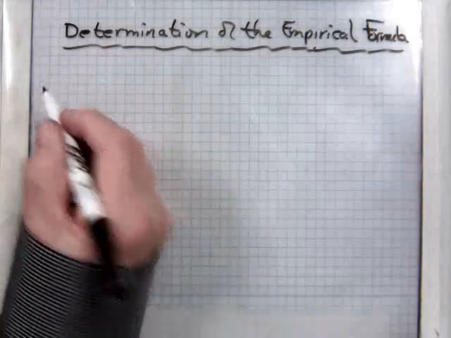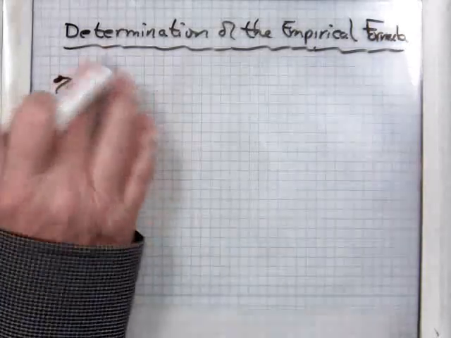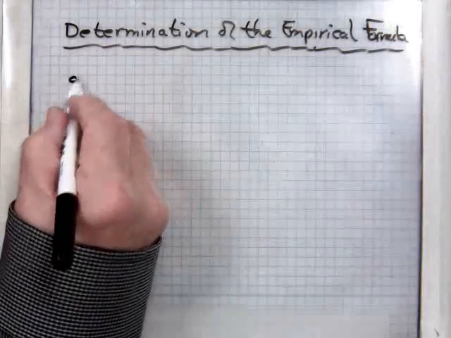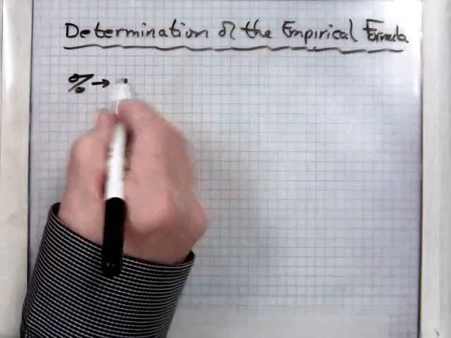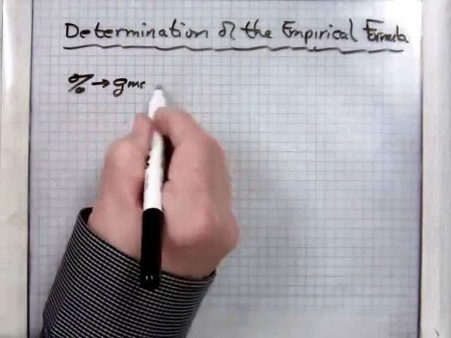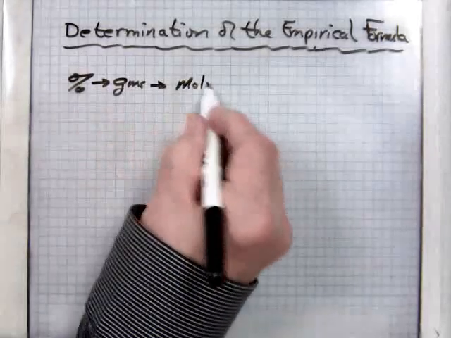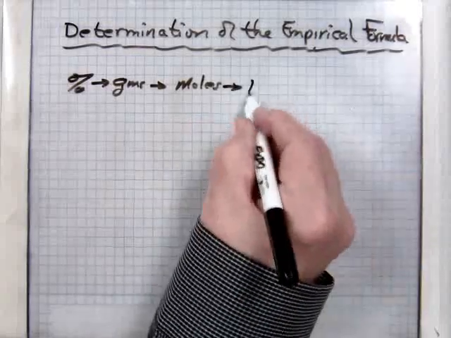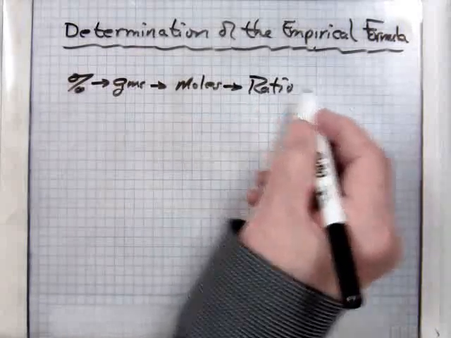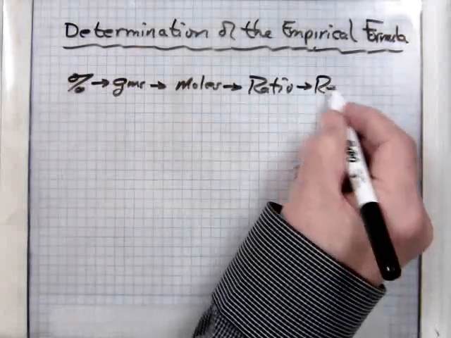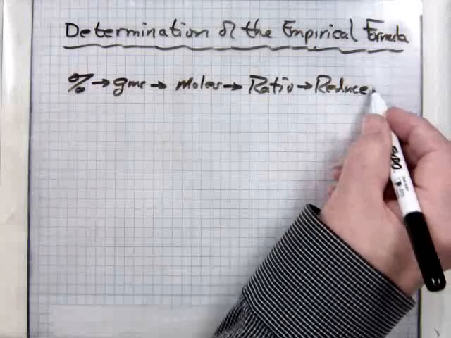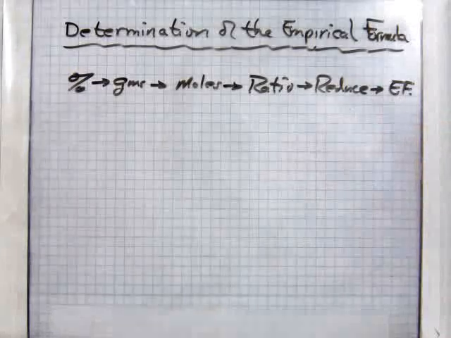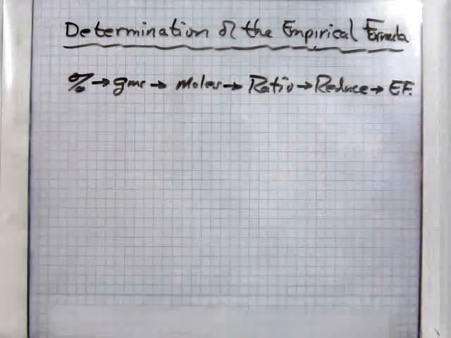So the procedure is, actually there are two kinds. It starts with a gram number, but I'm going to give you the generalization. Percent, grams, moles, ratio, reduce, and that gives you your empirical formula. Actually, it gives you the empirical ratio, from which you write the empirical formula.